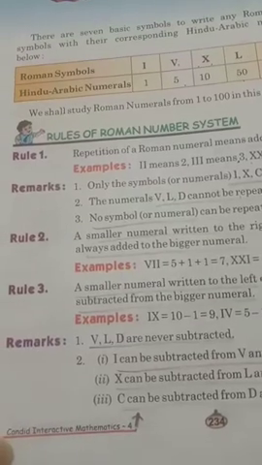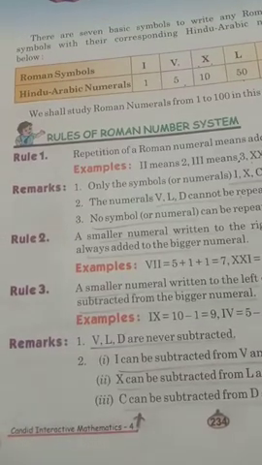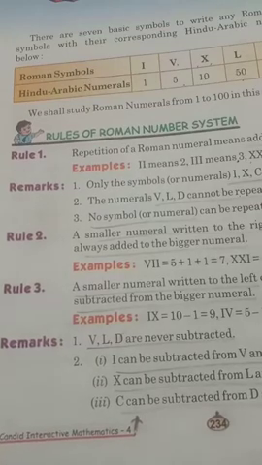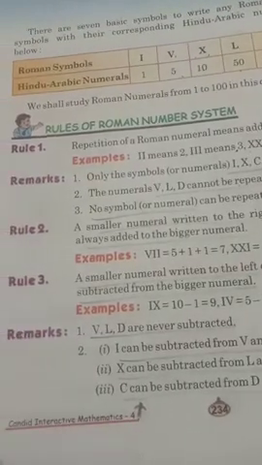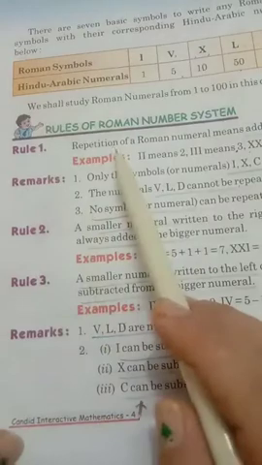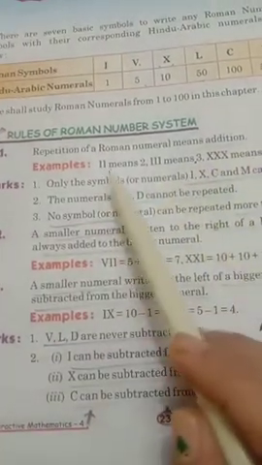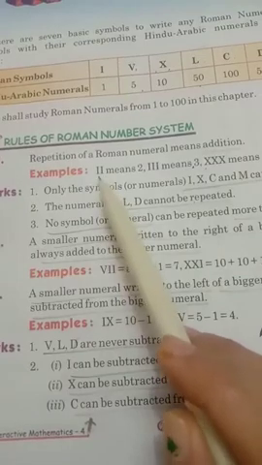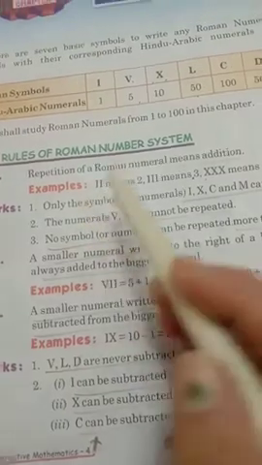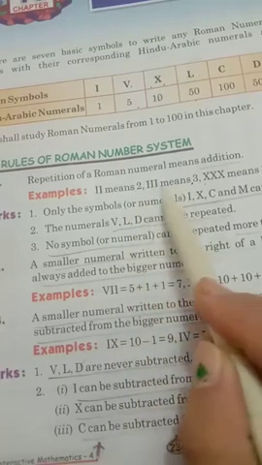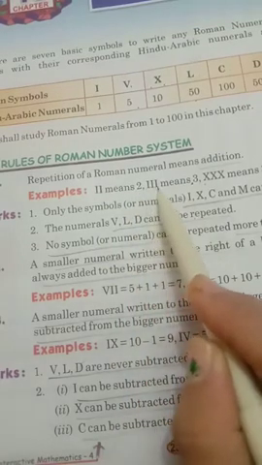Before learning how to write in Roman numerals, first, rules we have to learn. Rule 1 is repetition of Roman numeral means addition. Suppose we are repeating Roman numeral again and again, I, I. It means we are adding 1 plus 1. It is 2.